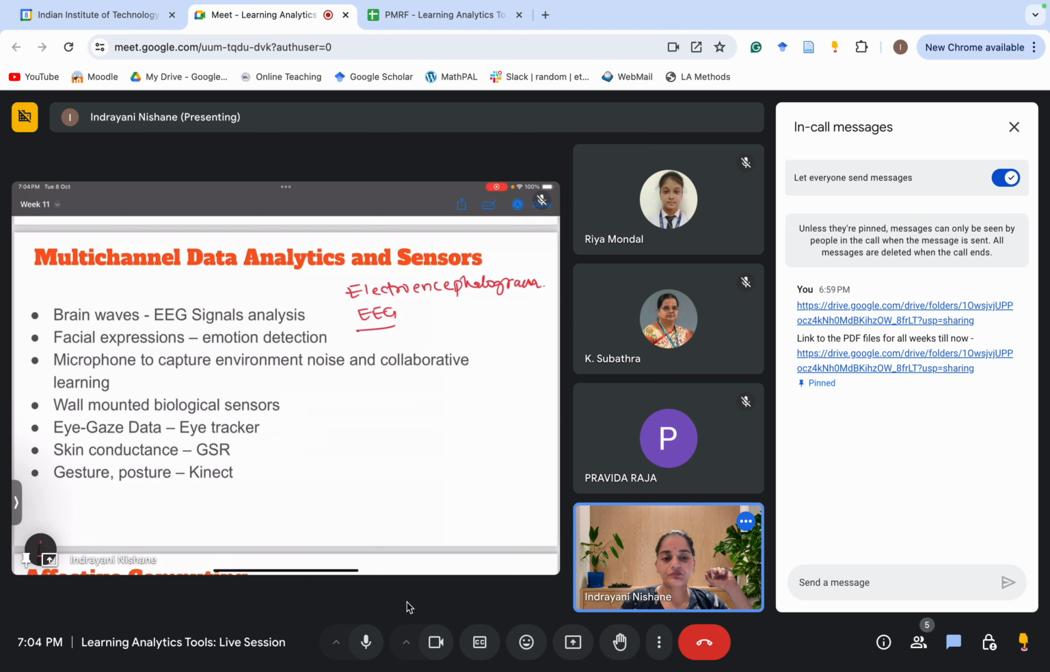Another upcoming area of research in multimodal learning analytics is facial expressions, deducing the emotions of students while they are learning from their facial expressions. If we want to capture facial expressions, then a webcam or high definition cameras point at the learners when they are performing learning tasks. That way we can capture their face completely.